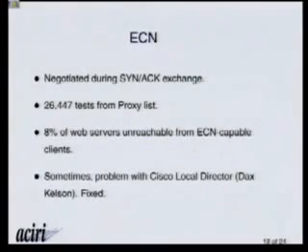One of the other tests we implemented was explicit congestion notification. This is a new standard. As far as I know, it's available only in Linux 2.4, and I think the default is that it's disabled; you can set it enabled. So ECN is negotiated during the SYN-ACK exchange.